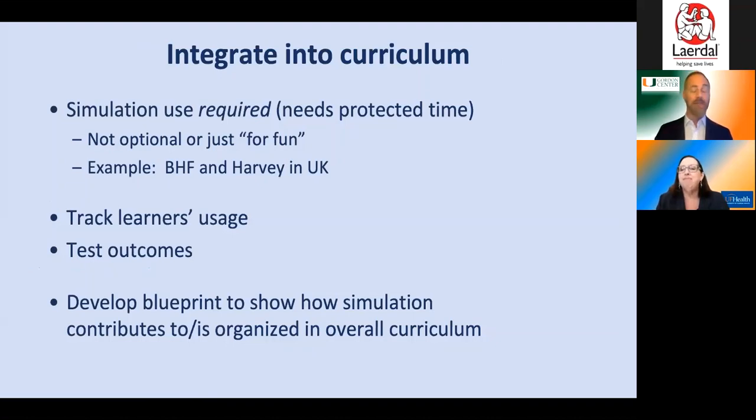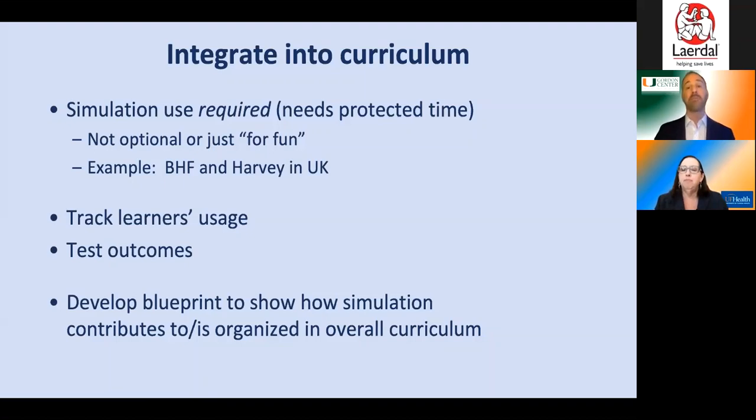Our learners just have too much on their plates. So we have to protect time, carve out in a very systematic way, where does the use of this simulation technology fit into the overall curriculum? An example that I like to cite is that of the British Heart Foundation and Harvey in the United Kingdom.